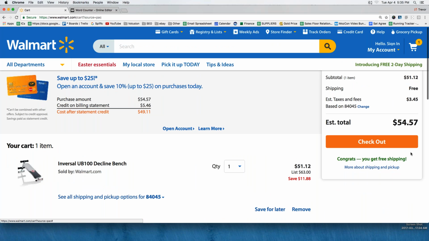Now we're good. So you'll notice here, if I add this to my cart, I get some estimates from Walmart, which is nice, and with most retailers you can do this. But if you look where I'm circling in red, you'll see some estimates. It's saying my subtotal is $51.12, my estimated sales tax is going to be around $4, and there's going to be no shipping expense.